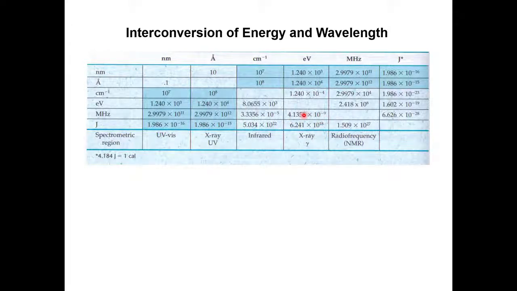There is an interconvertibility table; you need not memorize it by heart, but it makes sense to know that all these forms of energies are interchangeable. So, in the spectrometric regions, nanometers is the wavelength range used in UV-visible spectrophotometry, angstroms in UV and X-ray, centimeters inverse in infrared, electron volts for X-ray and megahertz for radio frequency. The corresponding analytical techniques can also be easily identified here. For example, the UV-visible region is for colors, X-ray is for bones and other hard materials, and infrared is for the sun's radiation etc. All these things can be understood.